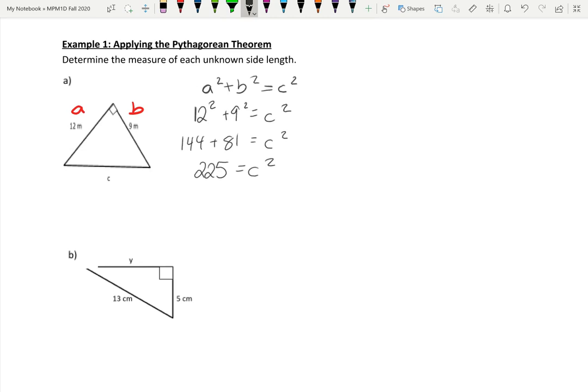So I need to use opposite operations here. The opposite operation of squaring is square rooting. I'm going to square root both sides. And that square root sign and that squared are now going to cancel each other out. So on my right side, I'm left with c. And the square root of 225 is 15 meters.